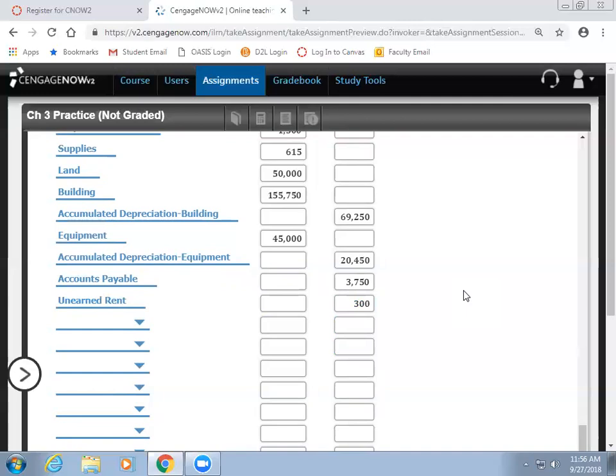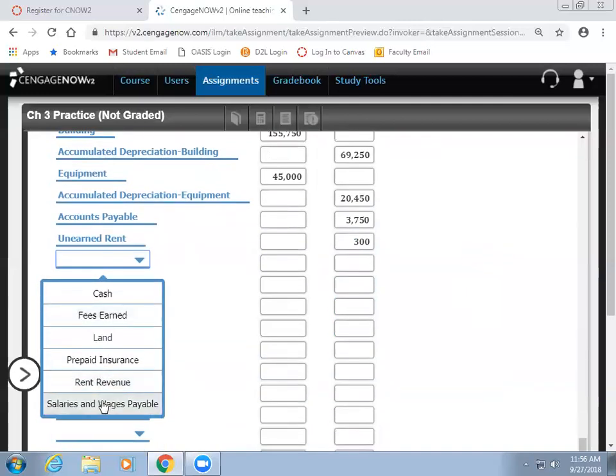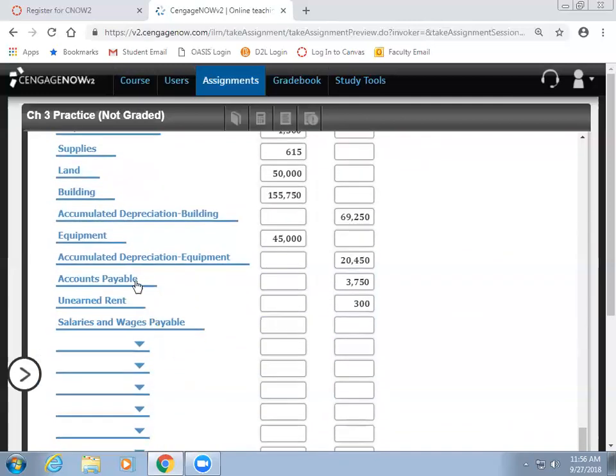Well, we have a new liability that wasn't on our unadjusted. We now have salaries and wages payable, so it needs to be listed with our liabilities. So I have salaries and wages payable. And we actually credited it $900. It didn't have an existing balance, so it now has a credit balance of $900.